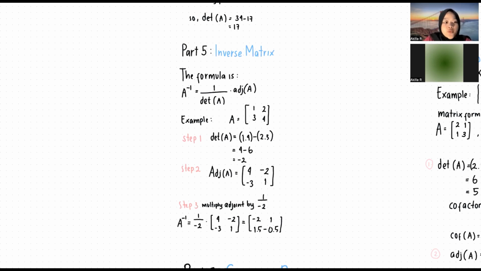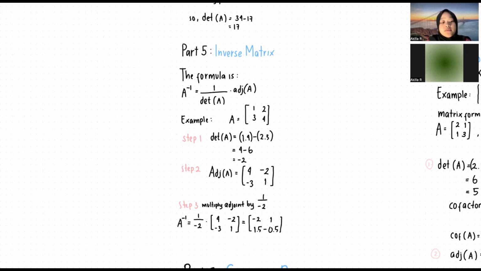Step 1. We multiply the top left by the bottom right. 1 times 4 equals 4, then subtract the product of the top right and bottom left. 2 times 3 equals 6, 4 minus 6 equals -2. And then we calculate the minor of each element by covering its row and column and then applying the sign patterns. Plus, minus, minus, plus. So the cofactor matrix is 4, -3, -2, and 1.